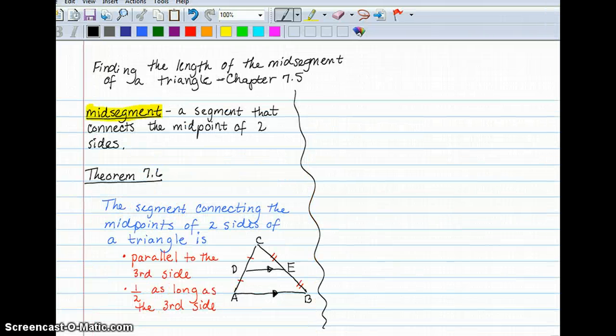The last thing in chapter 7.5, proportions in similar triangles, is finding the length of the midsegment of a triangle. The midsegment is a segment that connects the midpoints of two sides.